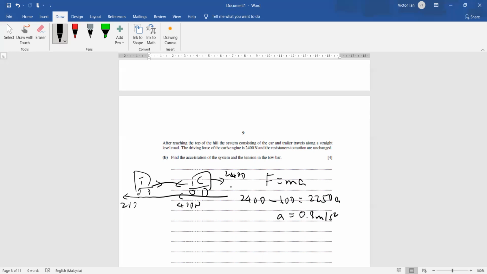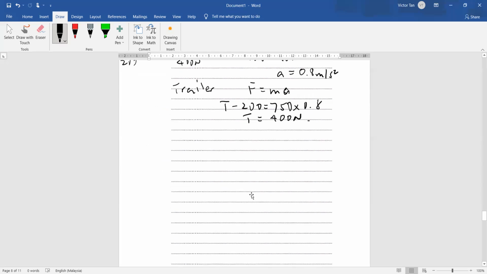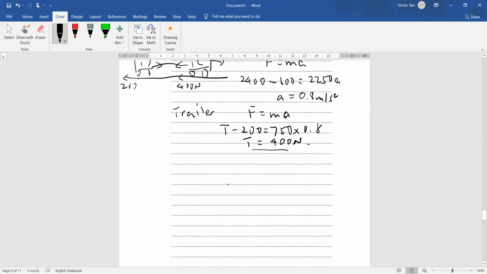Okay, now using just the system of force on the trailer. Again, it is the same thing. Resultant force is mass times acceleration. This is just for the trailer. So T minus 200 equals 750 times 0.8. So T equals 400 0.8.